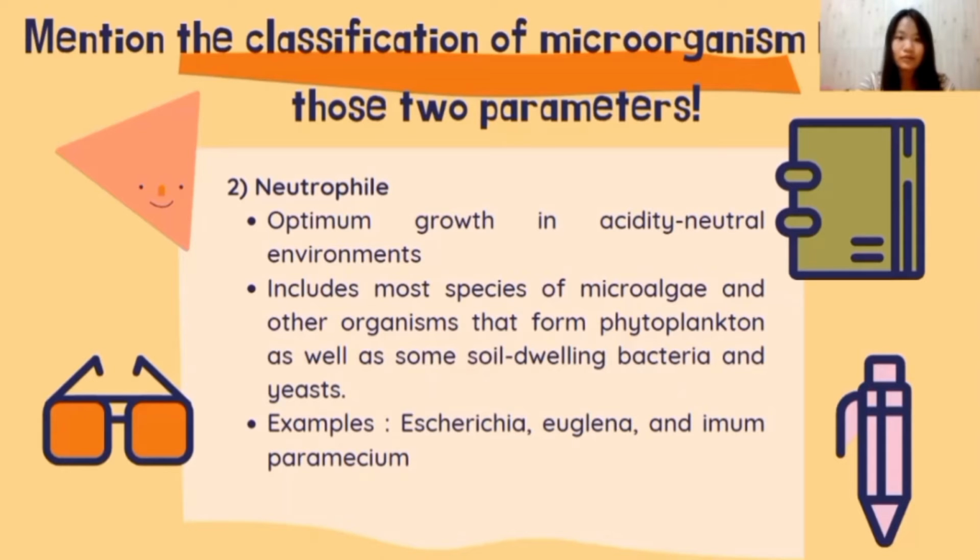Next is neutrophile. This kind of organism has optimum growth in acidity-neutral environments. It also includes most species of microalgae and other organisms that form phytoplankton, as well as some soil-dwelling bacteria and yeast. Escherichia, Euglena, and Paramecium are examples of organisms in the neutrophiles.